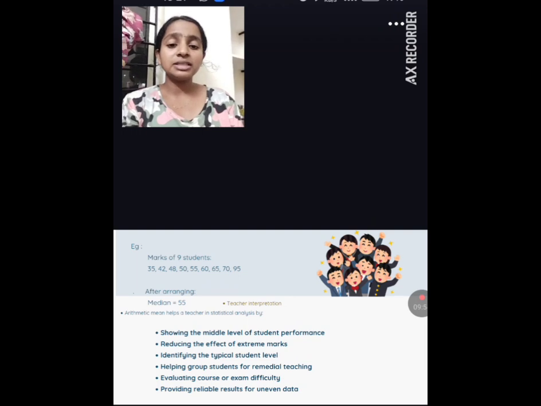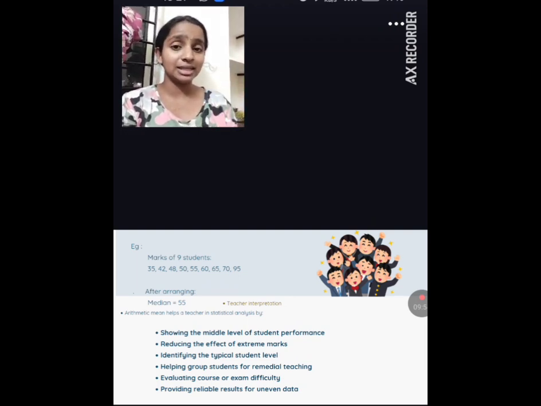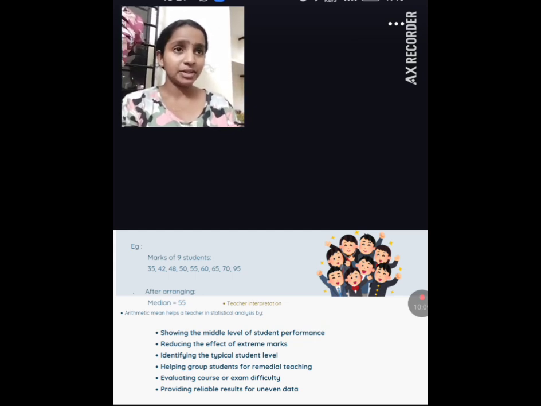So it gives us the mark that a middle level student will get in her class. Then it reduces the effect of extreme marks. As I said, it will reduce the effect of extreme marks. It will take the middle value. It helps identify the typical student level and helps the teacher to group the students for remedial teaching.